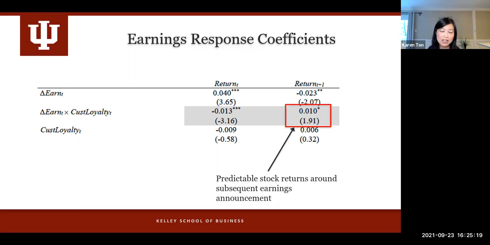So that means that investors are not pricing customer loyalty behavior in their investing decisions. And this is apparent because it results in predictable stock returns in the subsequent period. So the takeaway from this is that investors don't seem to be incorporating customer behavior information into their investing decisions in a very timely manner.